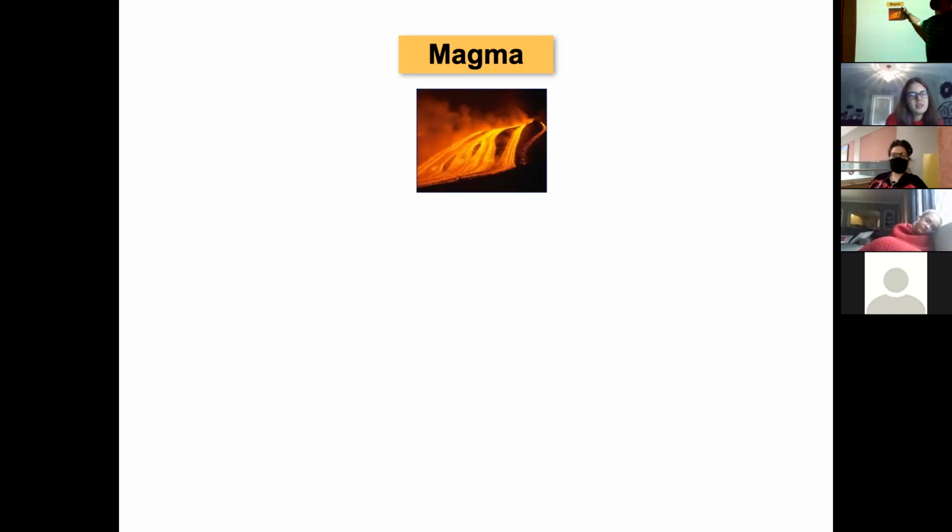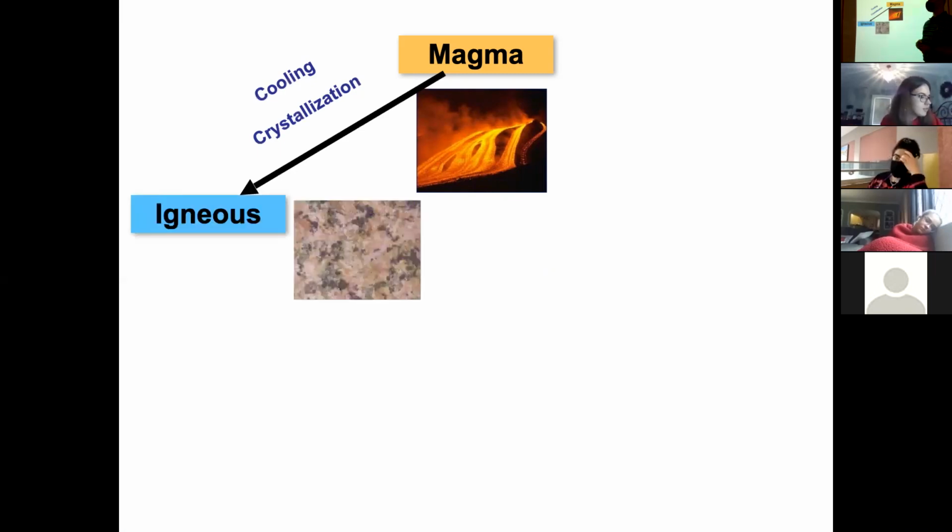All right, so if we start with magma, as that magma cools, crystallizes, and becomes a rock, that gives you igneous rocks. This picture is an example of granite, which has a coarse texture, so it has very large crystals. It's intrusive, so it forms underground.